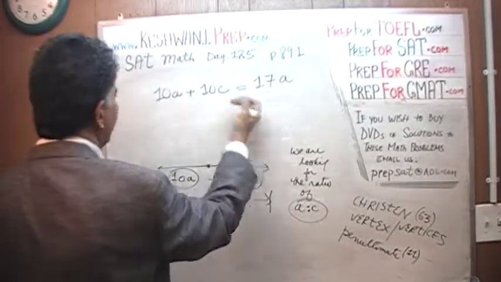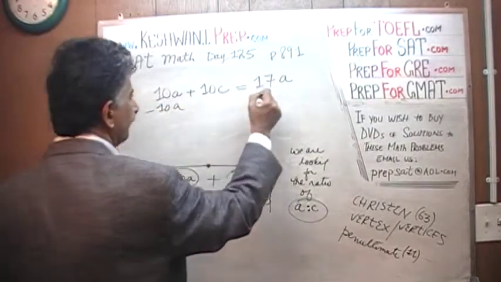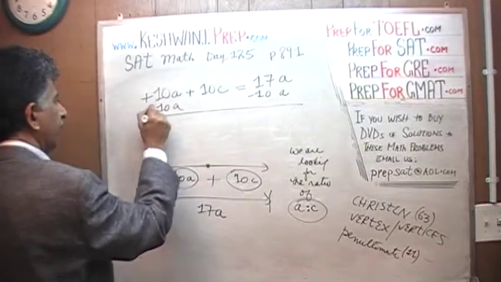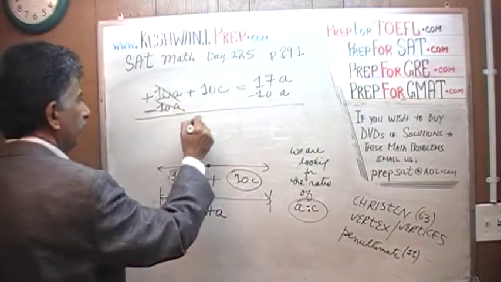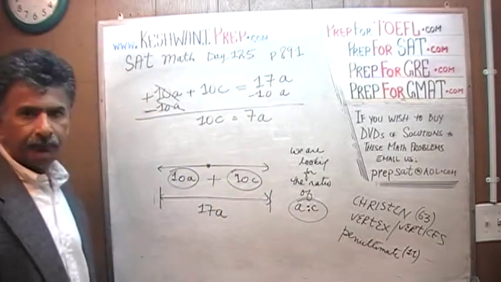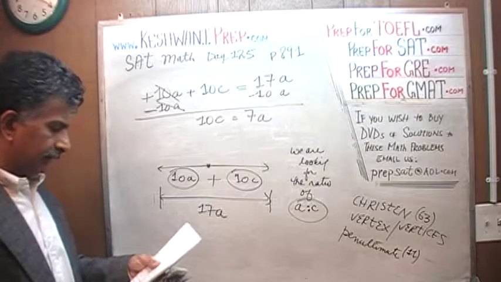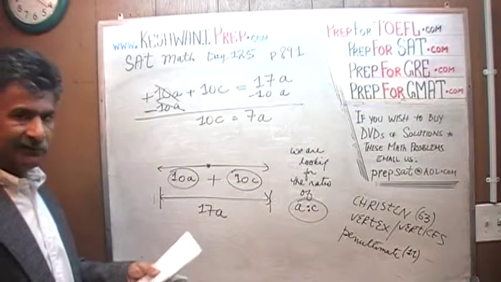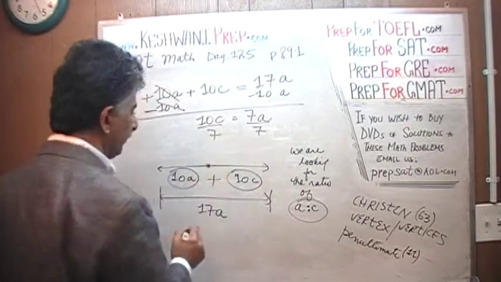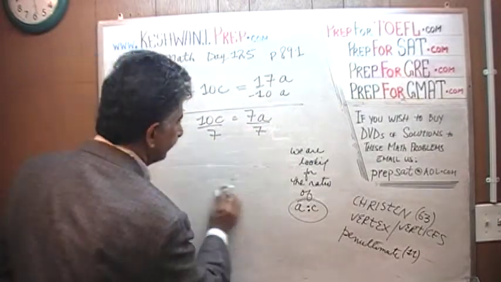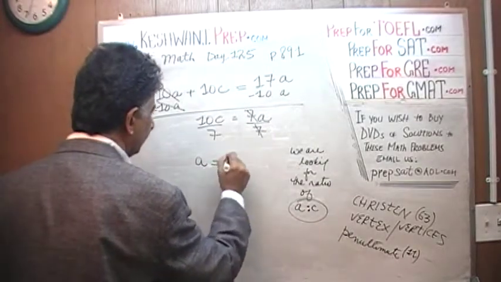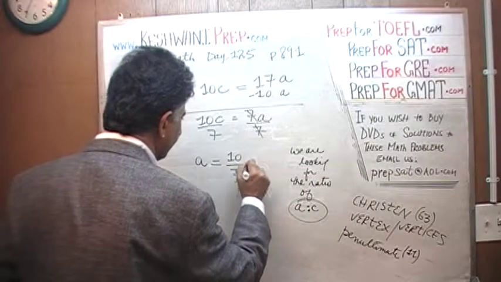Bring all the A's on one side, subtract 10A from this side, 10A from that side. Positive 10A and a negative 10A will drop out, which was the whole point, and we find that 10C equals 7A. And the question is, the length of one of Alice's steps is how many times? So let's solve for A. Divide both sides by 7. 7 drops out, and we find that A equals 10 over 7 times C.